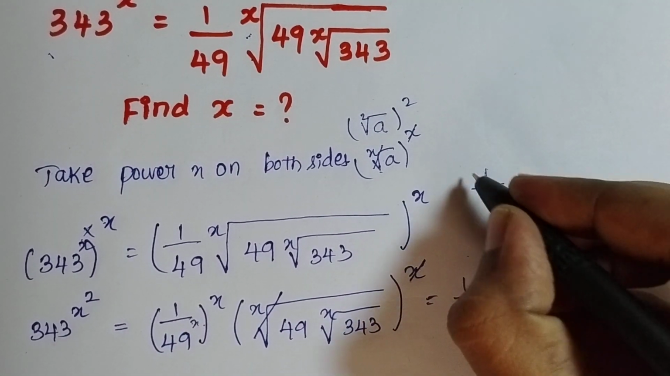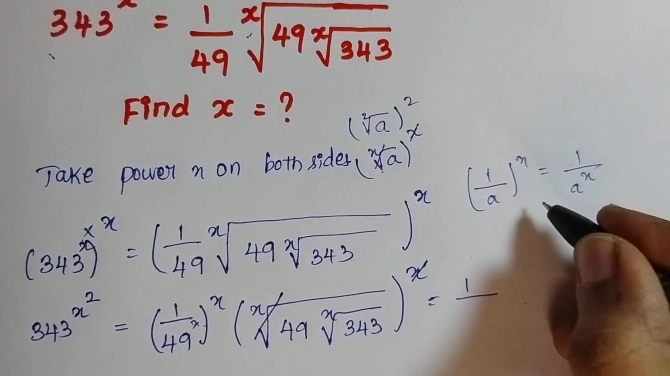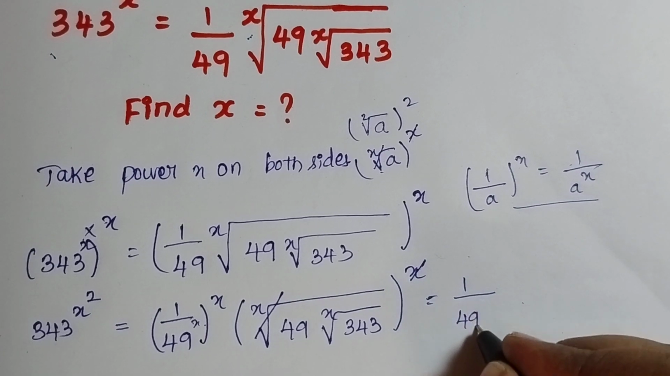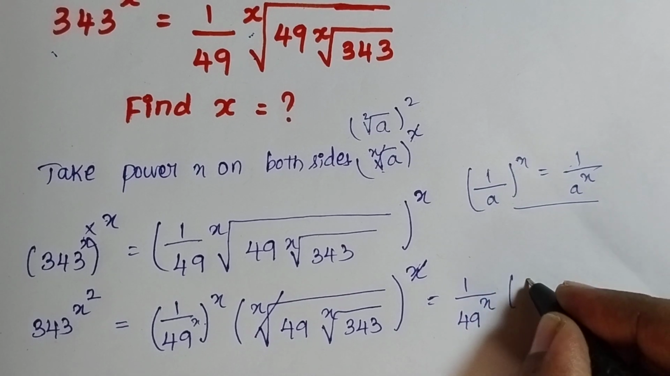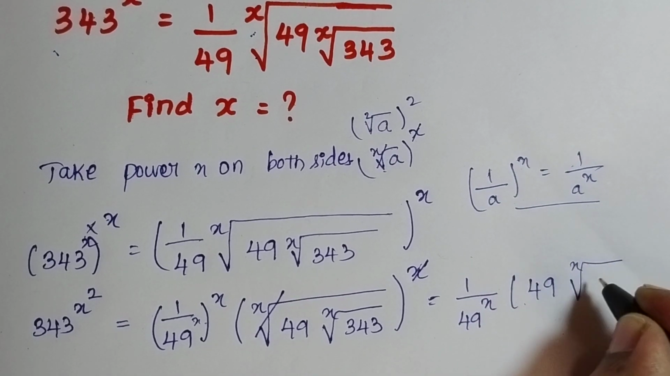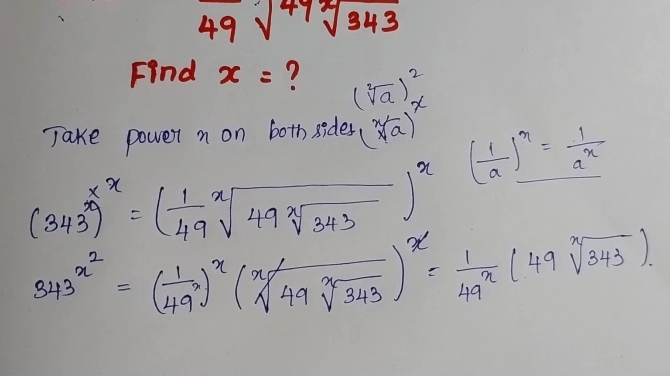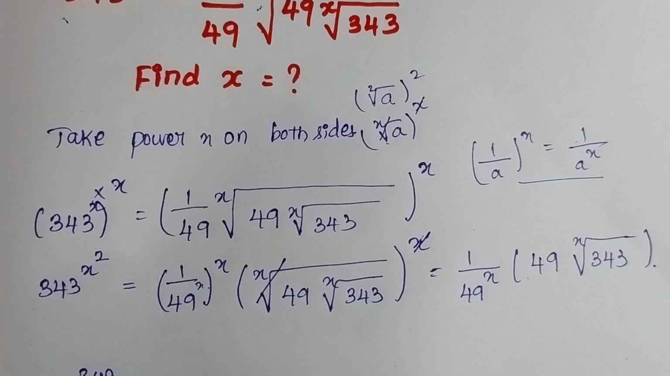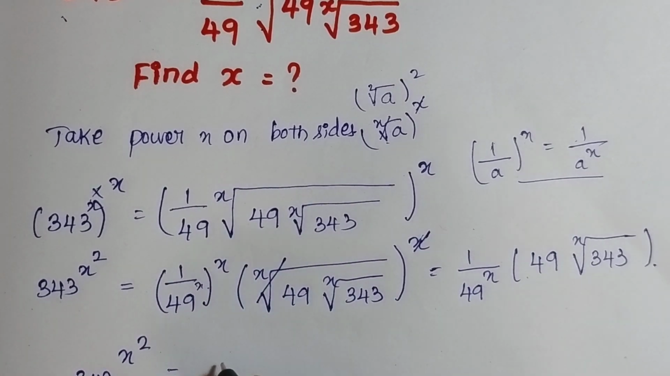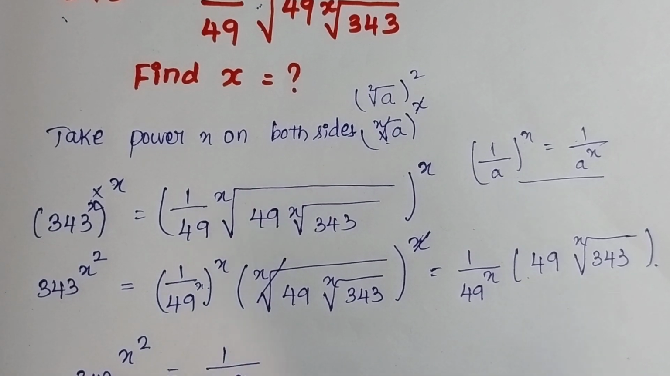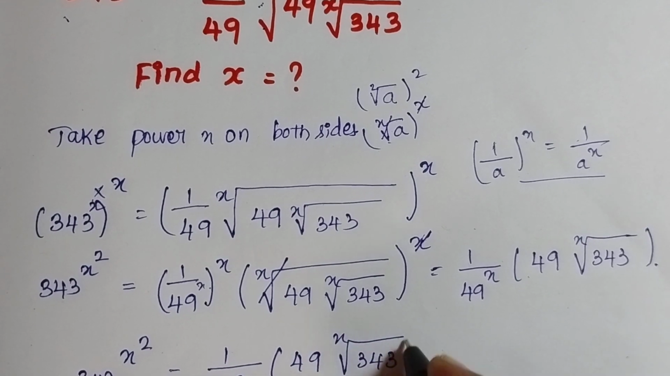We know that 1 by a the whole power x is equal to 1 divided by a power x. Just apply this here. Therefore 49x, this root x and x get cancelled, so the remaining is 49 root x, 343 root x. Okay, so now what we have here is 343 x square, which is equal to 1 divided by 49x into 49 root x 343.